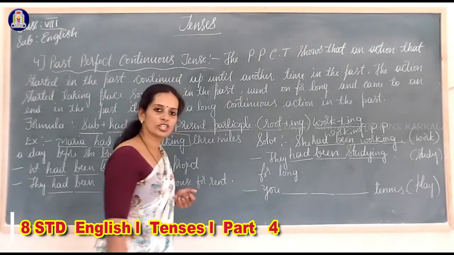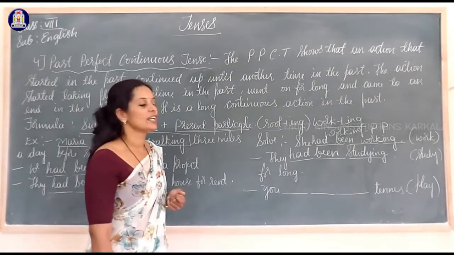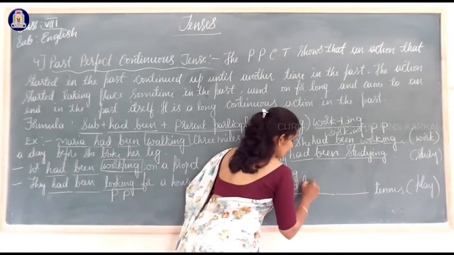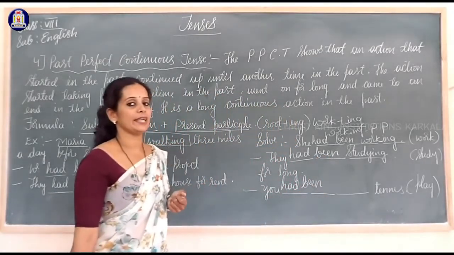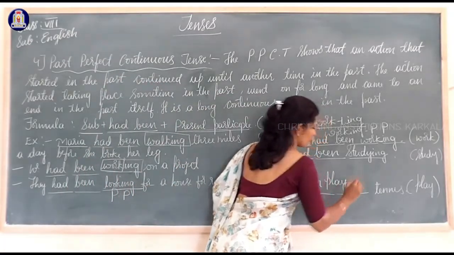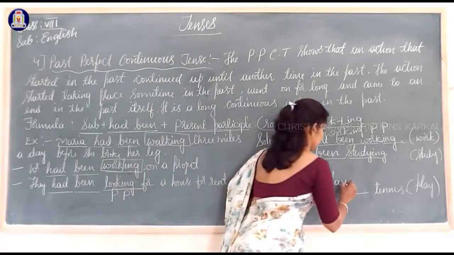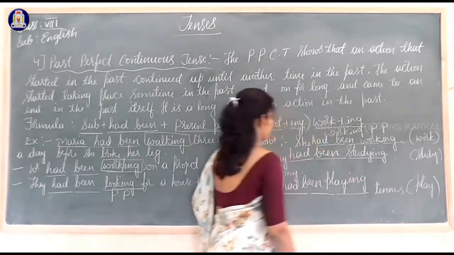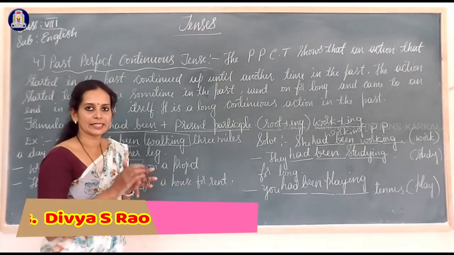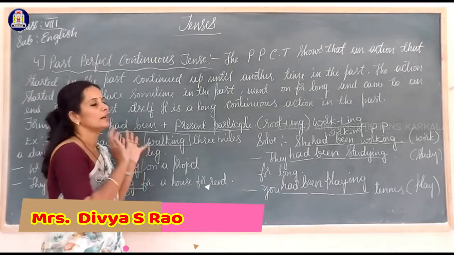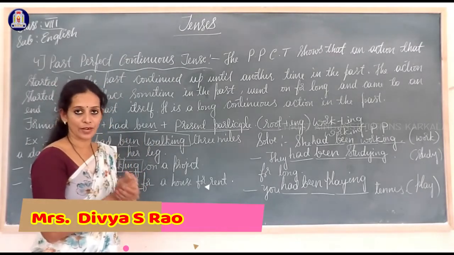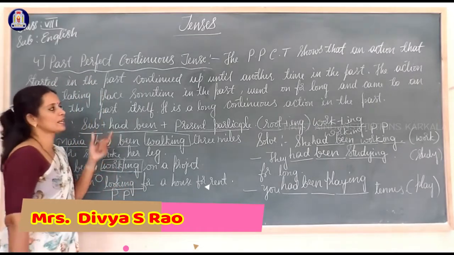Okay, your last question is, you dash tennis. You had been, play is your verb. Play, what do you have to add now? ing, right? You had been playing tennis. I hope it is clear now. So use the formula and solve all the problems given. So all the sentences you can frame by using this formula.